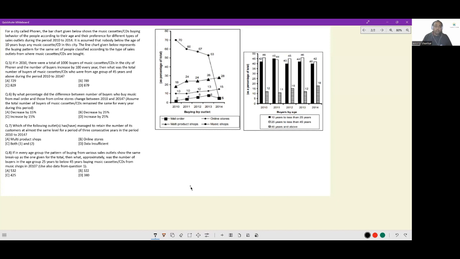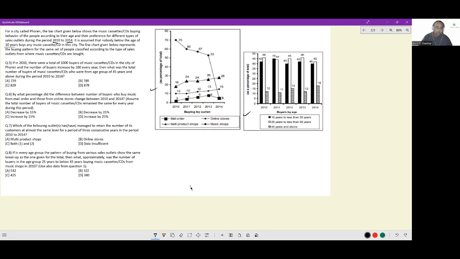Let's look at this question. For a city called Foreign, the bar chart below gives the music cassettes or CDs buying behavior of the people according to their age and the preference for different types of sales outlets during the period 2010 to 2014. It is assumed that nobody below the age of 10 years buys any music cassette or CDs in this city. So this graph gives us information about what type of outlet, and this graph gives us information about buyer age.